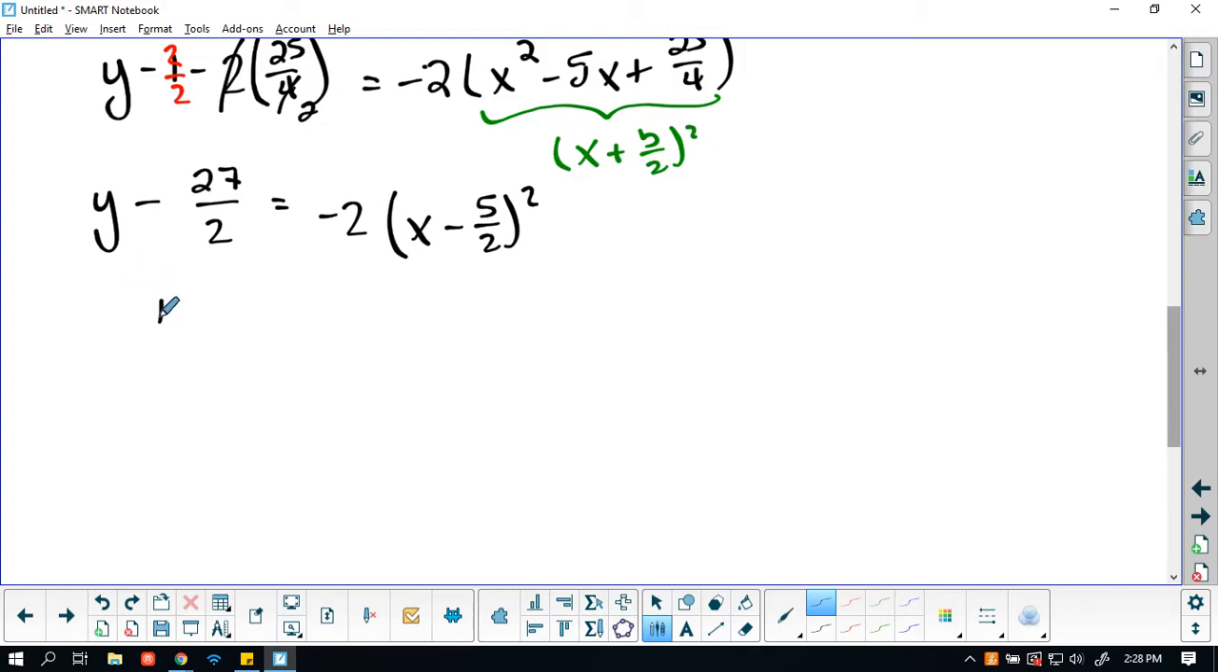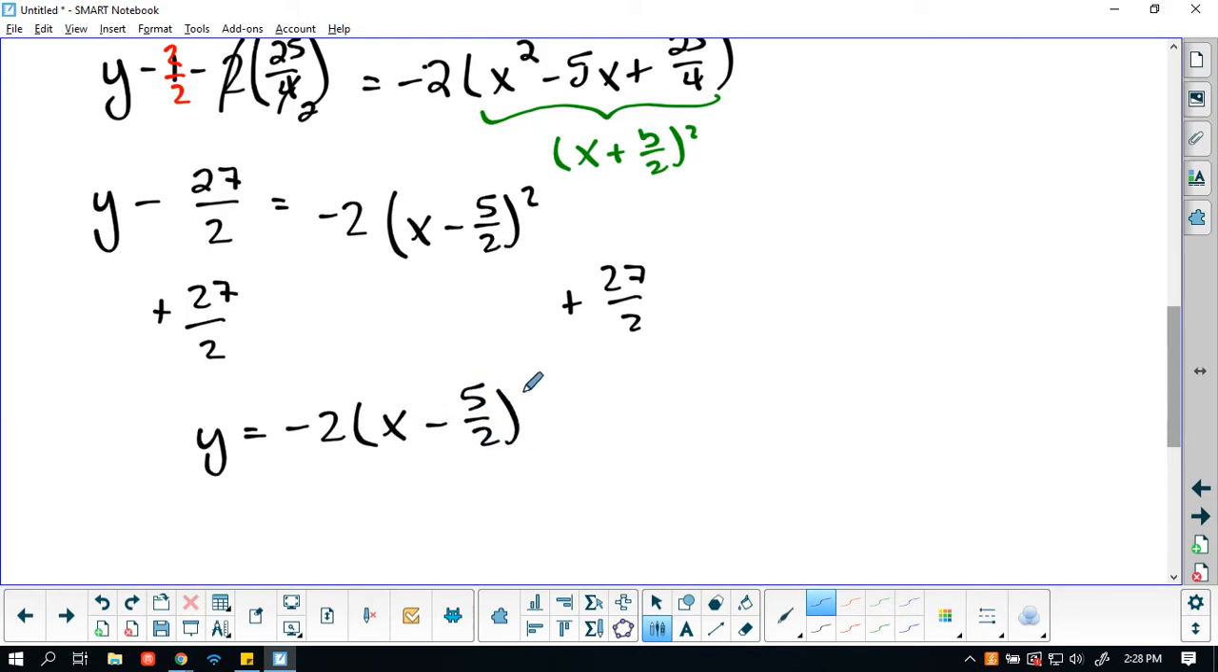Vertex form. I'm going to add the 27 over 2 back to the other side, and I get y equals negative 2 (x minus 5 halves) squared plus 27 over 2. All right, so my vertex in this case is going to be 5 halves, because remember we changed the sign here, comma 27 over 2.